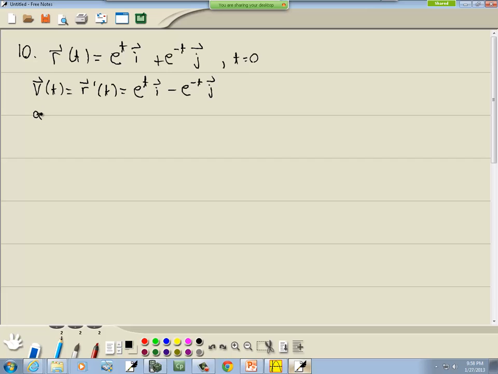Now our acceleration is going to equal the second derivative of r, which will be e to the t i, and this flips the sign again, so plus e to the negative t j.